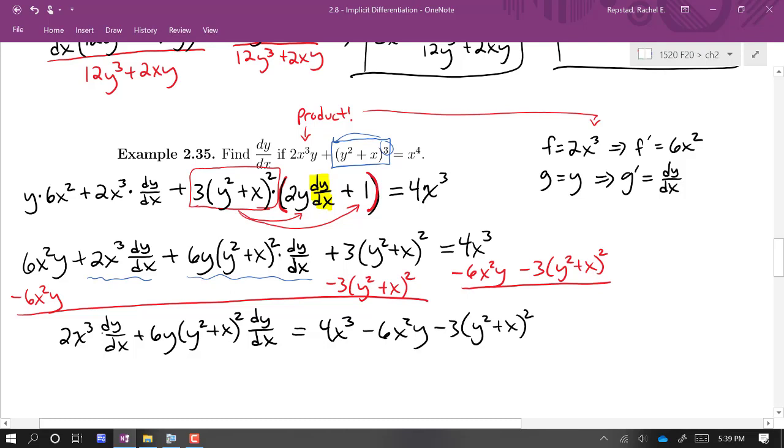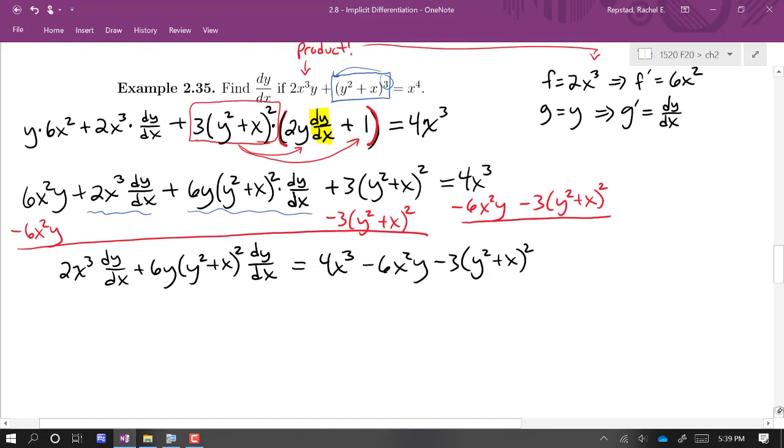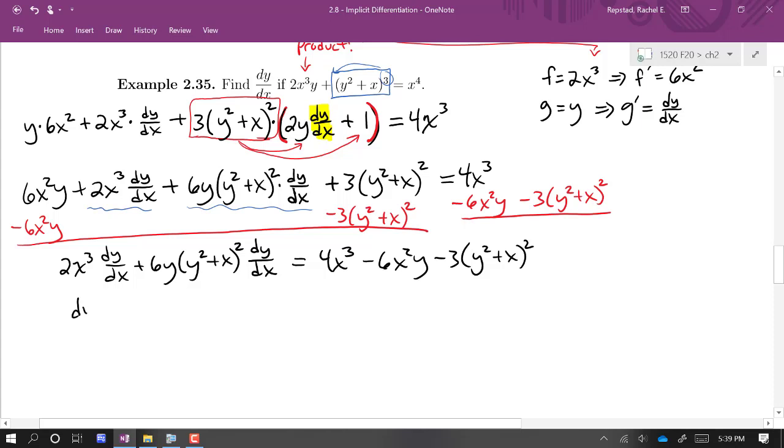On the left side, all of our terms have a dy dx, right? Both terms have a factor of dy dx. Let's factor it out. So inside the parentheses now, we've got 2x cubed plus 6y times y squared plus x squared.